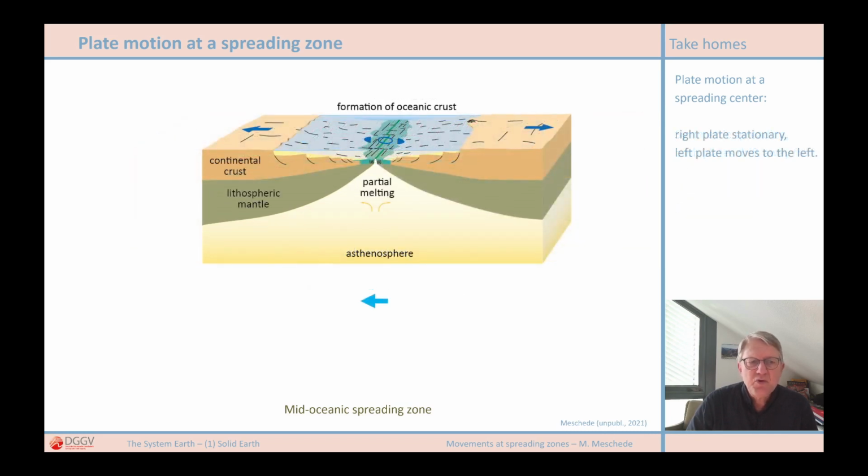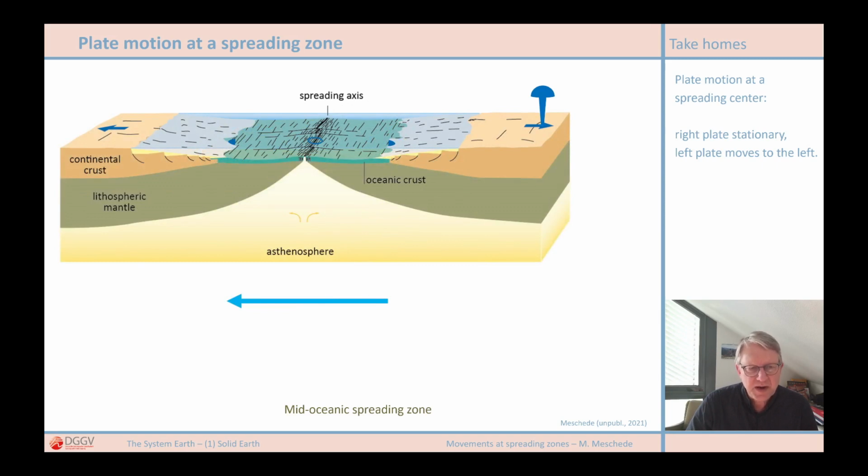Let's go back to the movements at the spreading zone. We can also achieve the same result that we have just looked at, that is 2 centimeters of spreading, 1 centimeter of new oceanic crust on each side, if we consider one side to be stationary. Here in this figure, we fix the plate on the right side. In this case, the spreading zone shifts and the left plate moves away at twice the speed.